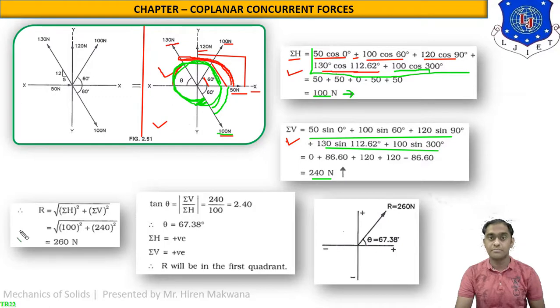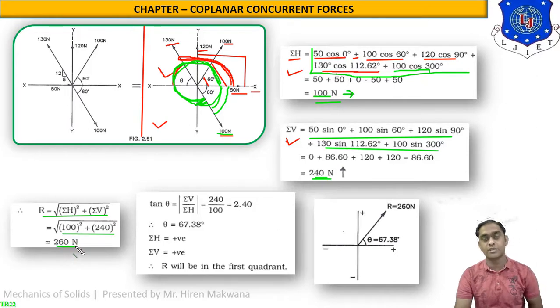Now the term resultant. What is the resultant? Under root of sigma h square plus sigma v square. Sigma h equals 100 Newton, sigma v equals 240 Newton. So just replace the values, you will get the answer of 260 Newton. So this is the magnitude of the resultant, 260 Newton.